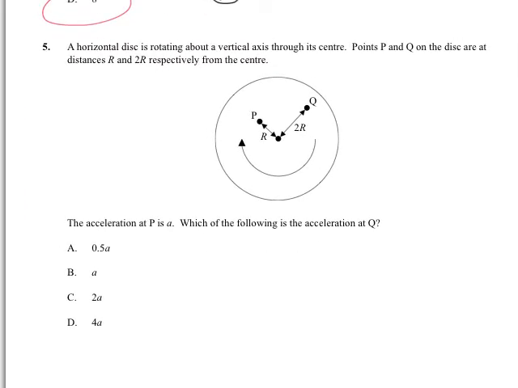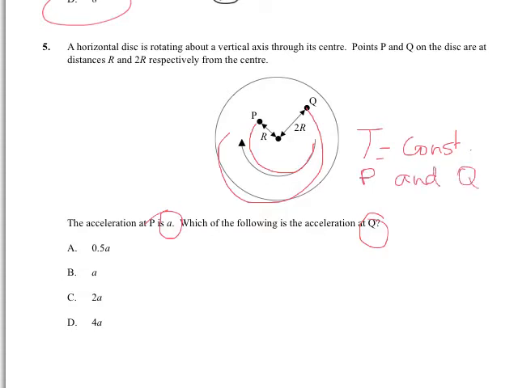Question 5. A horizontal disc is rotating about a vertical axis through the center. Points P and Q on the disc are at distances r and 2r respectively from the center. The acceleration at P is A. Which of the following is the acceleration at Q? So, the thing you have to take into consideration is, because this is rotating on the same disc, your T is constant. Okay, so your T is going to be the same for P and for Q.